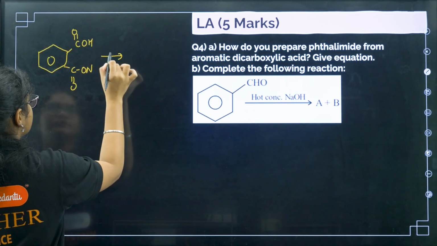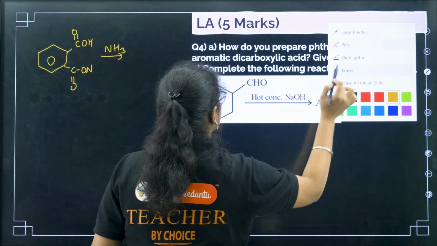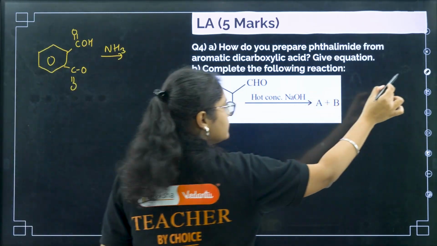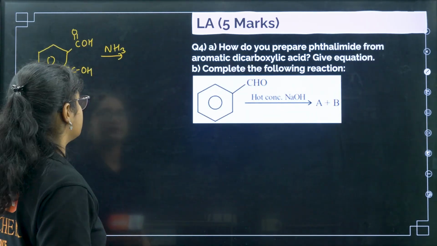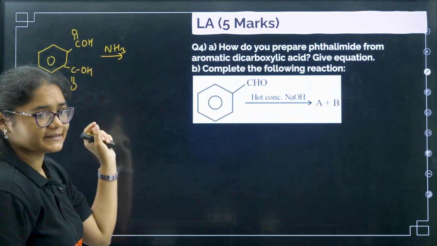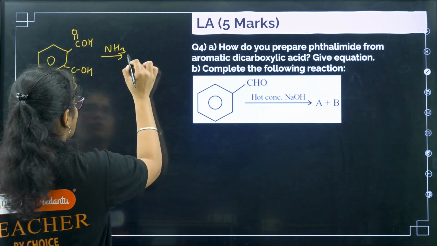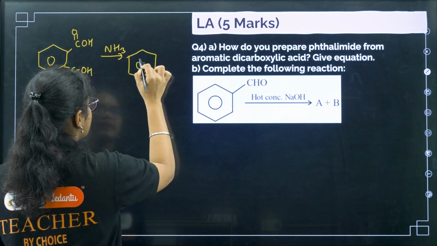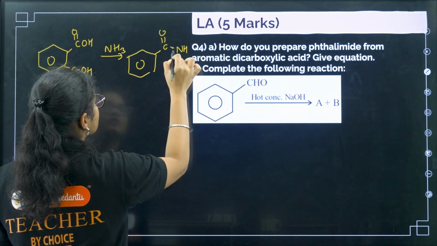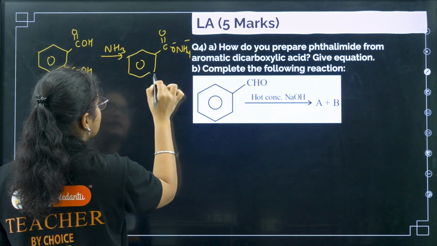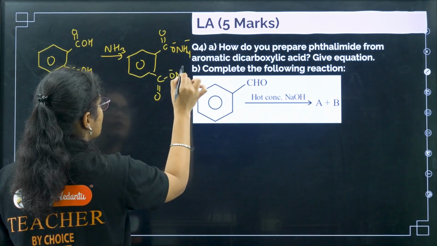Now here, first you treat it with ammonia. So what I will get, we'll get dicarboxylic acid. So what is happening here? See, this acts as a base, this acts as an acid. So they will release H plus, this will accept H plus, and we get a salt here. So a compound like this is formed: O minus NH4 plus, and here also O minus NH4 plus.